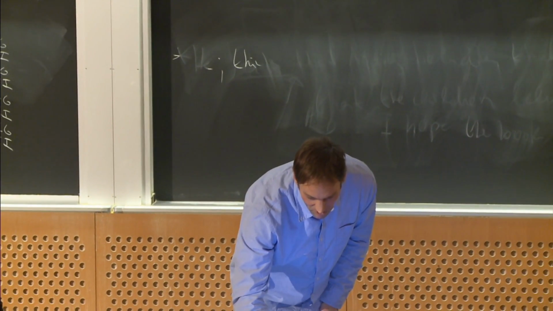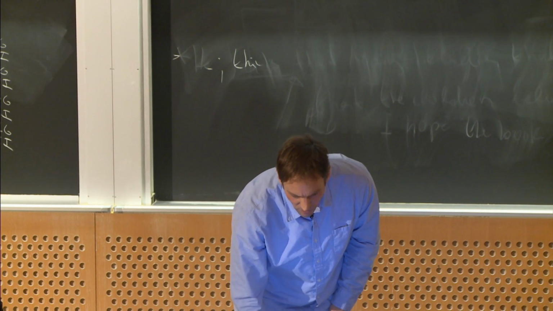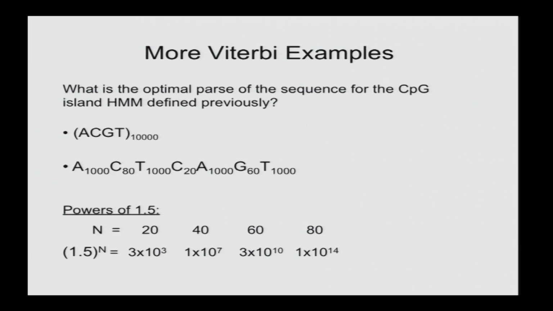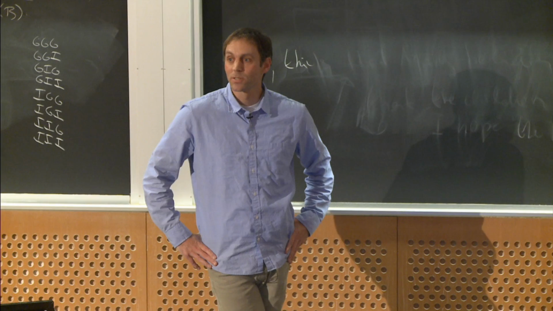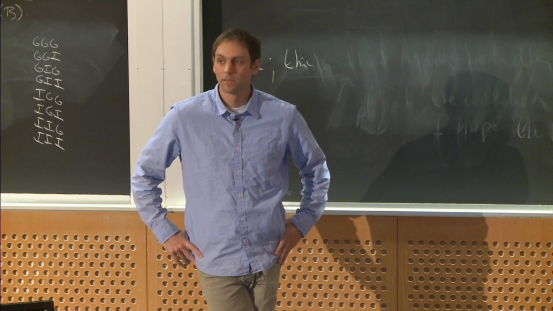So let me give you an example here. This is the Viterbi algorithm written out mathematically. We can go over this in a moment, but I just want to try to stay with the intuition here. We did that. Now I want to do this. Suppose your sequence is ACGT repeating 10,000 times. Can anyone figure out what the optimal parse of that sequence would be without doing Viterbi in their head?